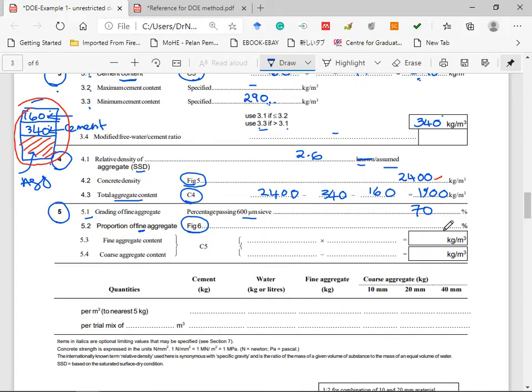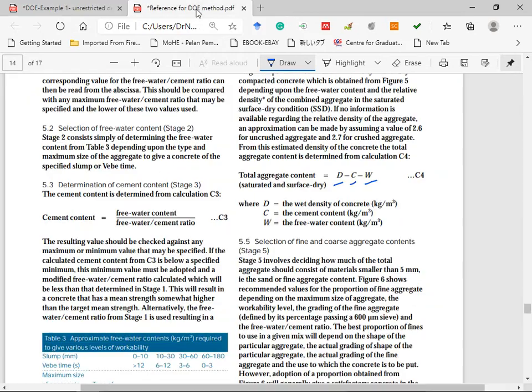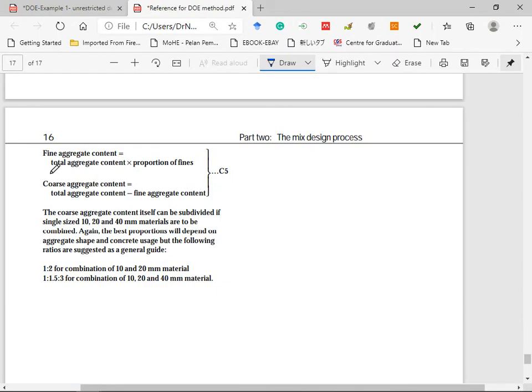The proportion of fine aggregate is 27%. Thus, we know that the fine aggregate is found by using equation C5, and this is the equation C5. The fine aggregate is calculated by the total aggregate content, 1900, multiplied by the proportion of fines, which is 27%. Meanwhile, the coarse aggregate is the total aggregate content minus the result from this equation.